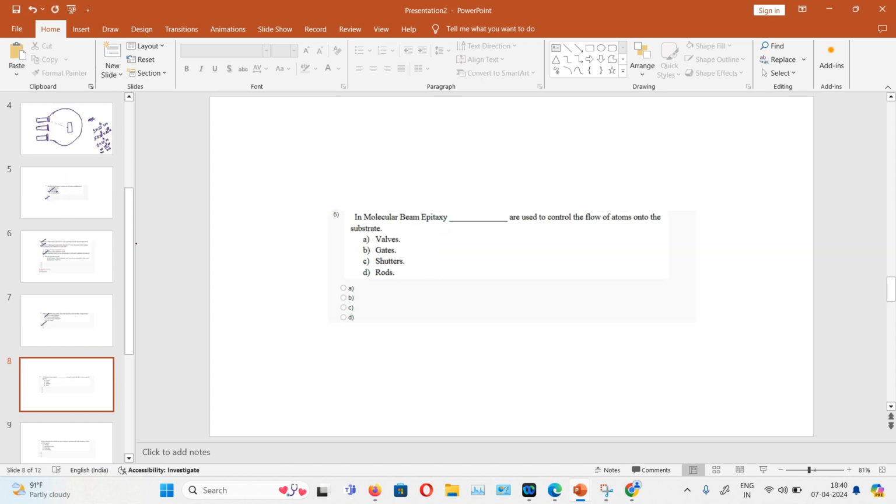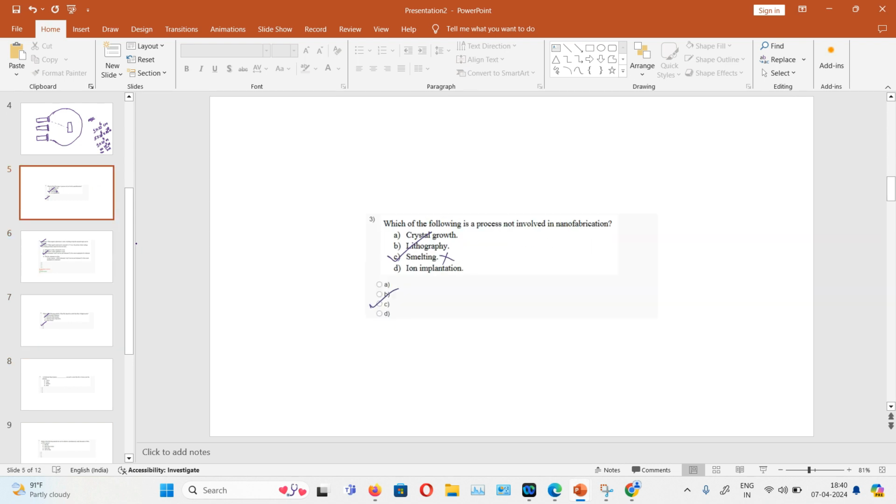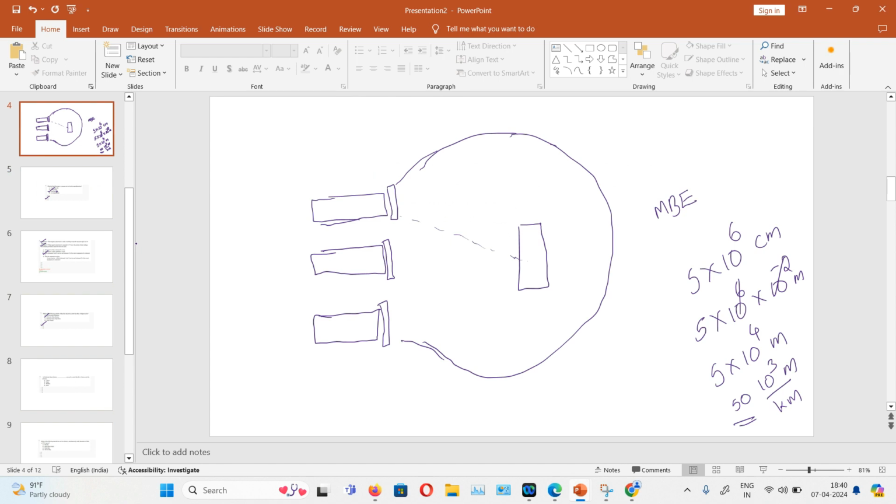Going to the sixth question. In molecular beam epitaxy, dashes are used to control the flow of atoms onto the substrate. We already went through the molecular beam epitaxy technique. There are very high pressure molecules in the vapor state, enclosed in the chamber with small openings, which are closed using different shutters.